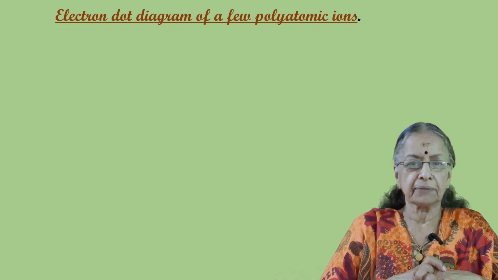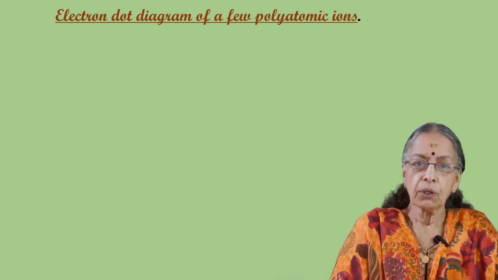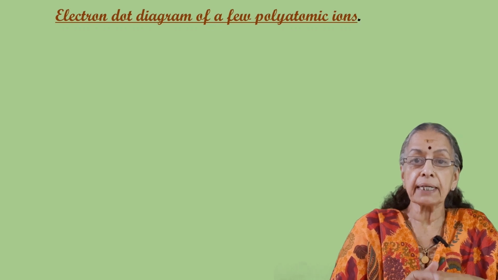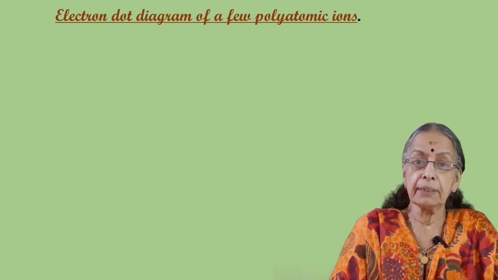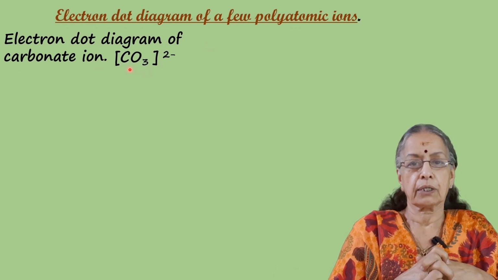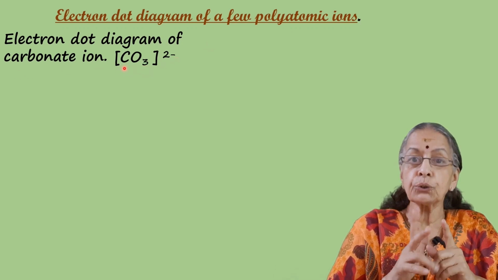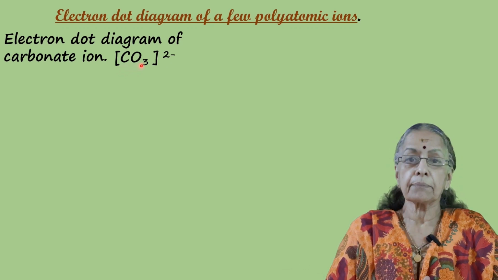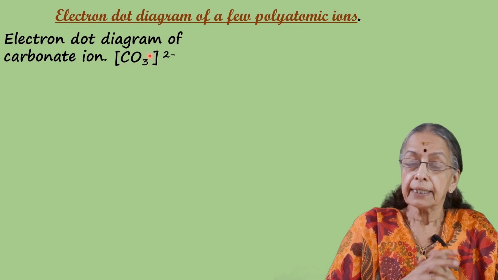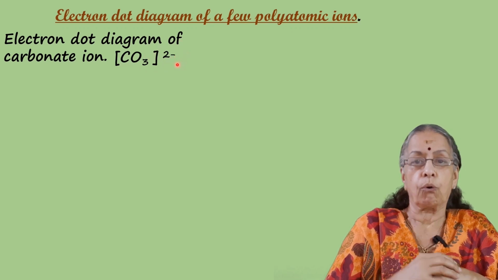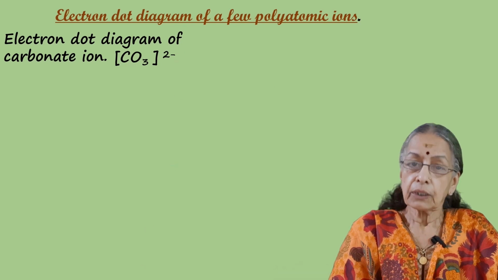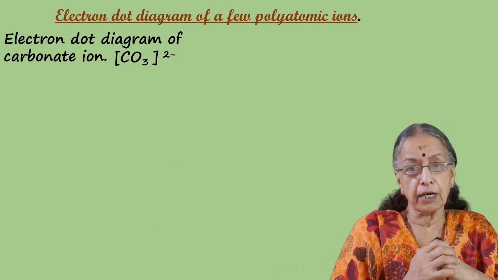Come, let us start. We will see how to draw one polyatomic anion and one polyatomic cation. First example, electron dot diagram for carbonate ion, CO3 2 minus. There is one carbon atom and 3 oxygen atoms, and when they combine, there are 2 electrons more, so they get 2 negative charge. Now let us see what steps we have to follow.